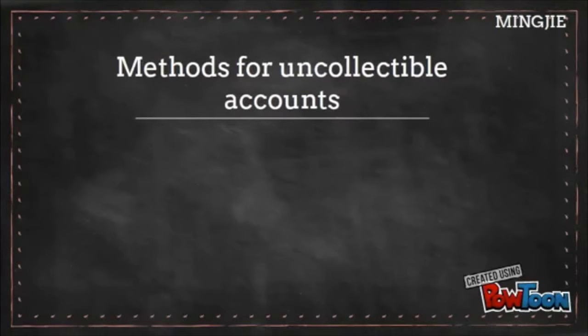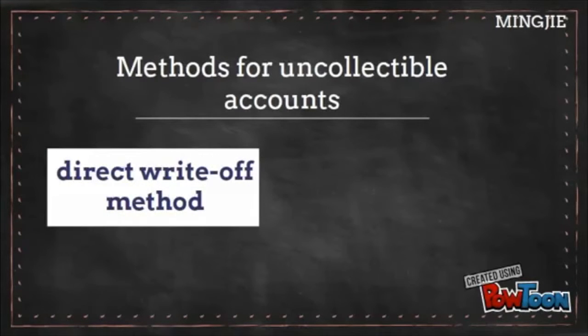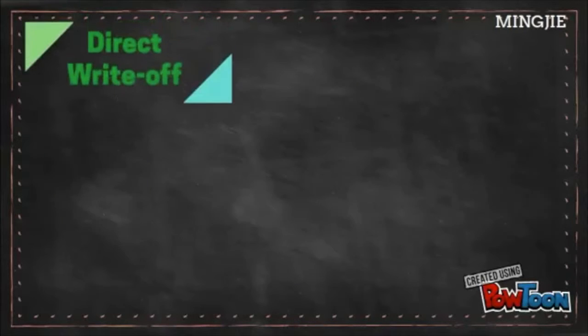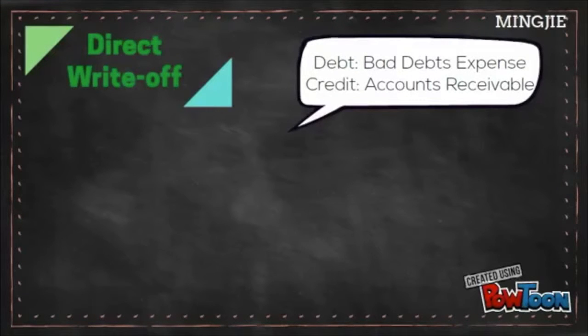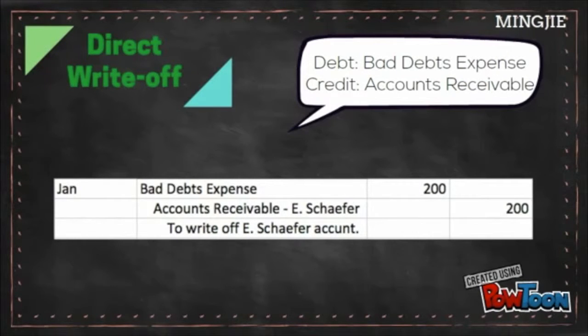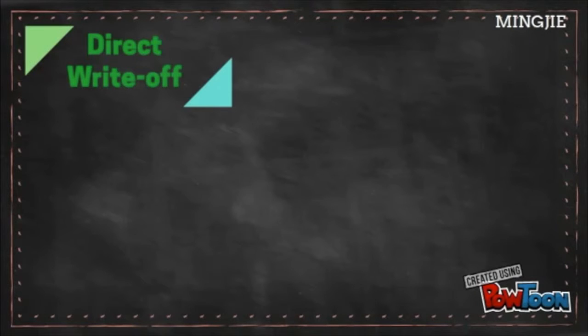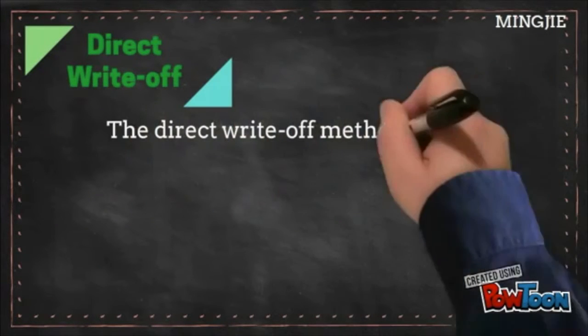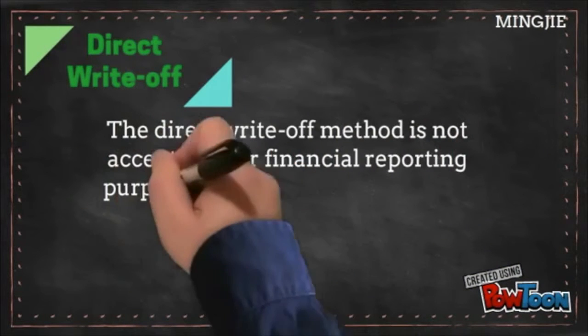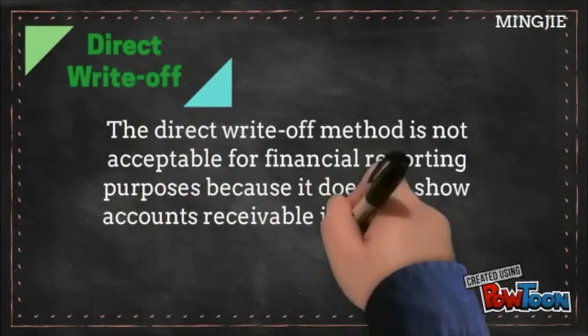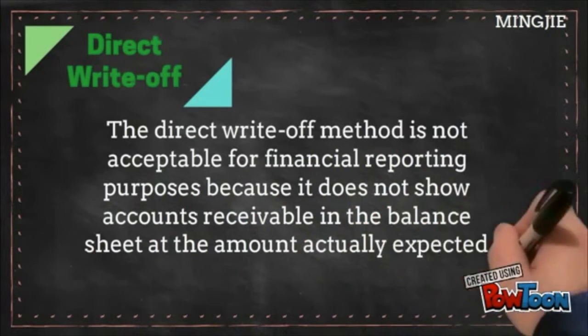There are two methods used in accounting for uncollectible accounts. The first one is the direct write-off method, and the second one is the allowance method. First, the direct write-off method of uncollectible accounts. Under this method, when a receivable is determined to be uncollectible, the loss is charged to bad debts expense and credited to accounts receivable. An example entry is as follows. The direct write-off method is not acceptable for financial reporting purposes because it does not show accounts receivable in the balance sheet at the amount actually expected to be received.